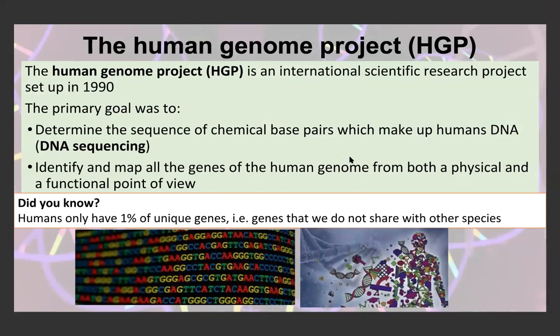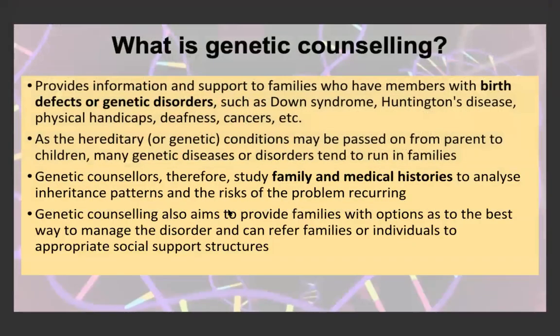There's often questions asked about this in exam papers, just simple ones such as what is the Human Genome Project, what's the primary function of it, what are some of the advantages of this, what can it find out, and that could be things like it could find out genetic disorders, which nucleotides affect the disorders, we could then look at research into fixing them, etc. Just as an interesting fact, humans only have 1% of unique genes, so 1% of genes that we don't share with other species. What's genetic counselling?